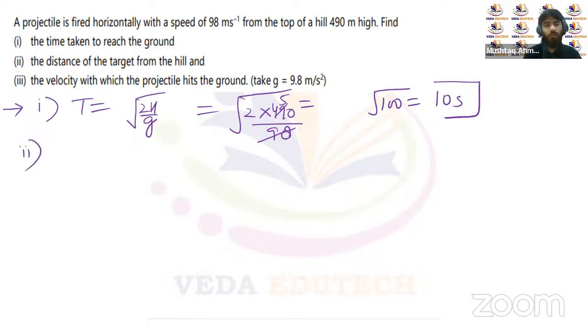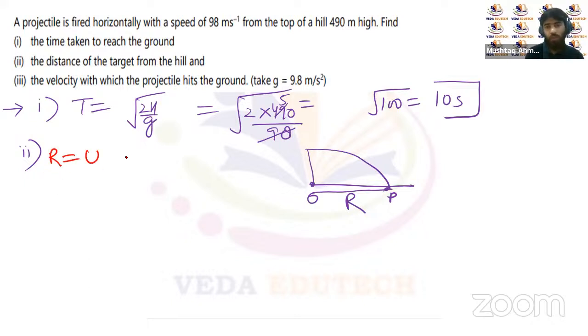The distance of the target from the hill, it means that we have to calculate the distance of this target from the hill. If the target is here, point P, from this hill, point O, then this distance we have to calculate. It means we have to calculate the range for this projectile. The range will be the horizontal speed with which it has been projected times the time of flight. So the horizontal speed is 98 meters per second and the time of flight is 10 seconds. It means that 980 meters will be the distance of the target from the hill.